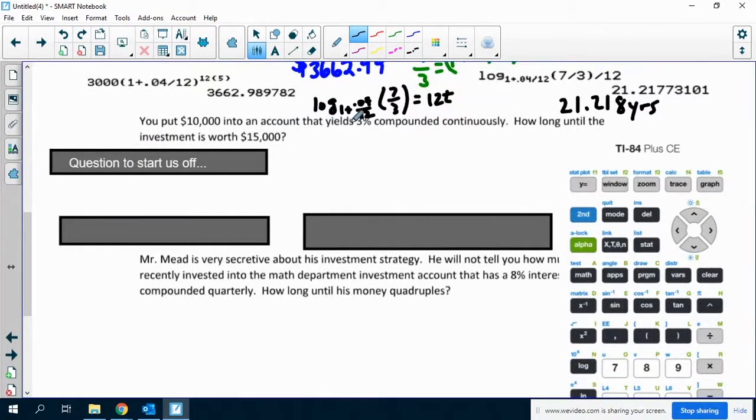You put $10,000 into an account that yields 3% interest compounded continuously. So that's going to be Pe to the rt, that formula. How long until the investment is worth 15,000?